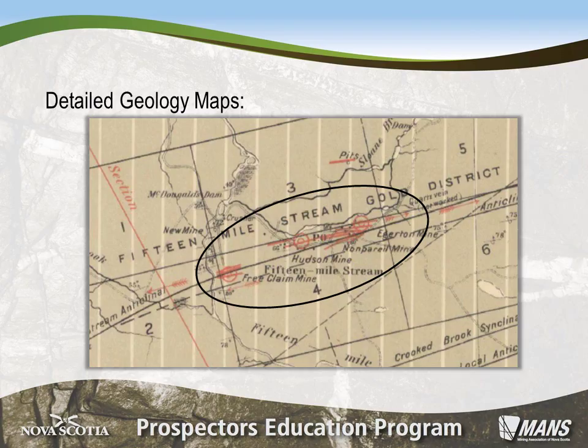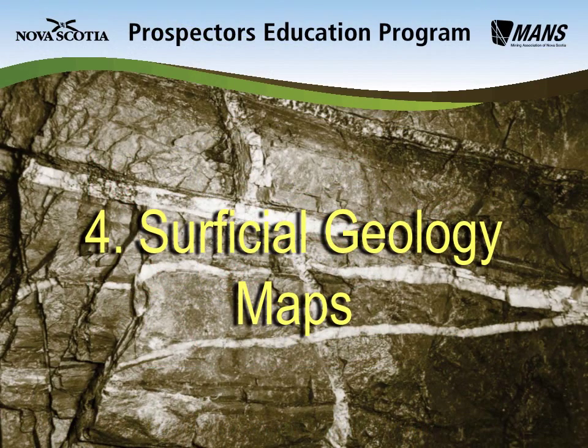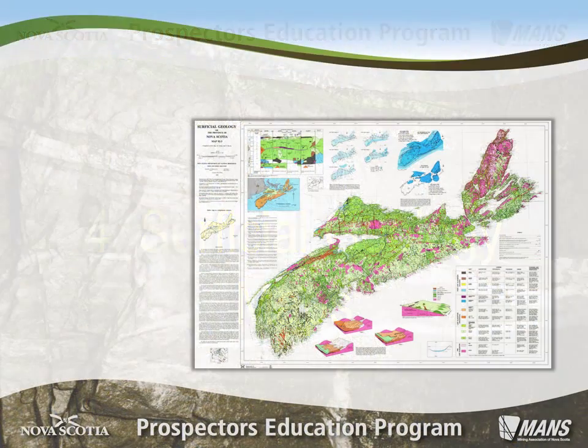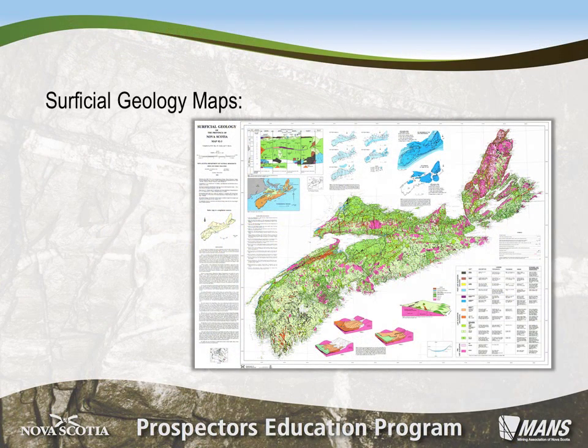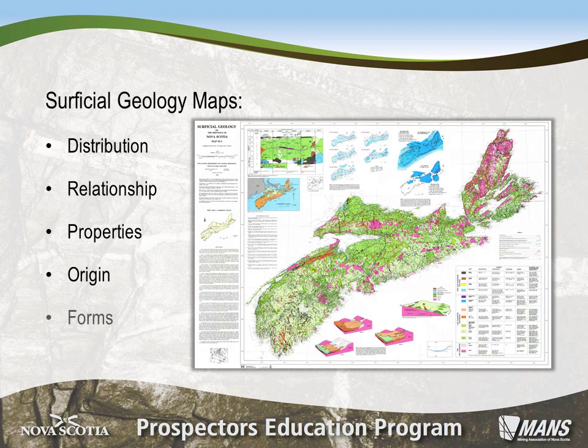Now let's look at surficial geology maps and what they tell us. Surficial geology maps show the distribution, relationship, properties, origin, and form of loose sedimentary material near the Earth's surface. The 1 to 500,000 scale Provincial Surficial Geology Map contains descriptions of surficial units and detailed information on reference sources, glacial features, as well as information on the economic and environmental significance of the various deposit types.